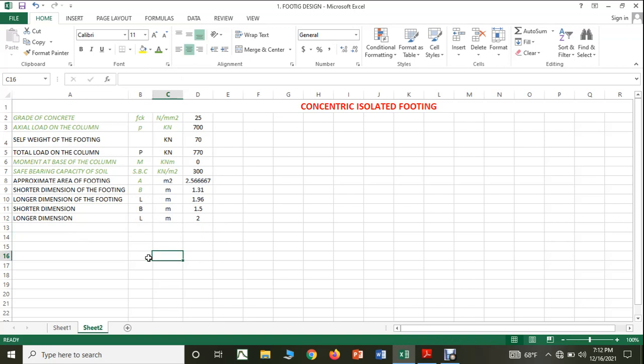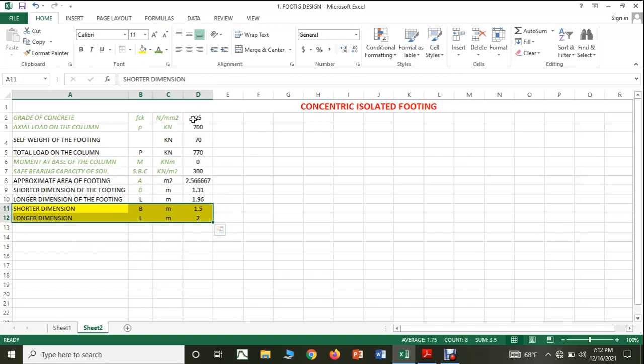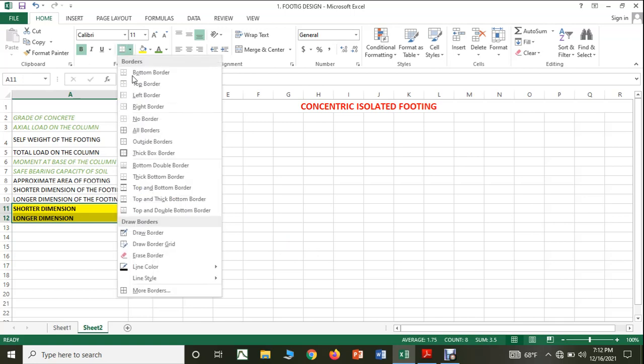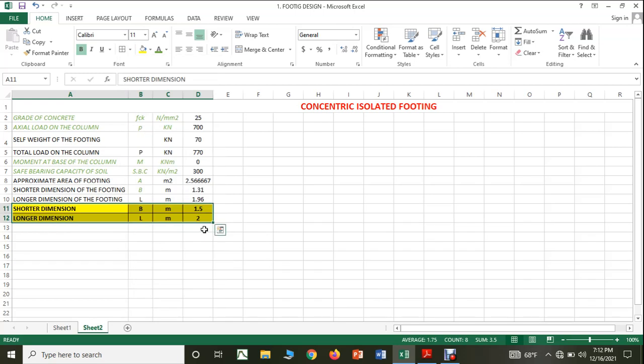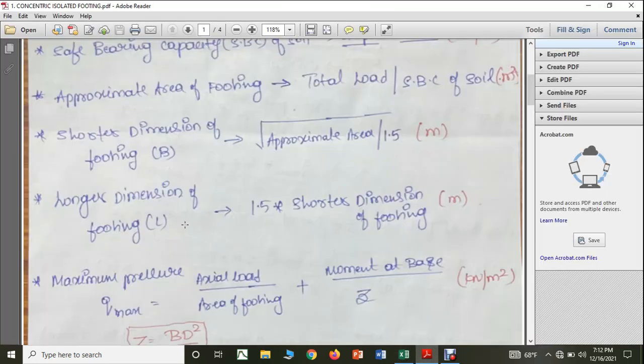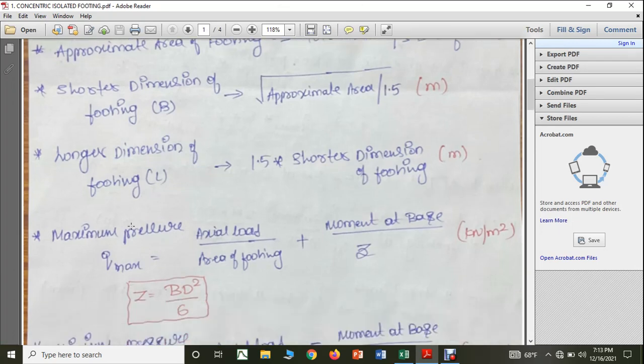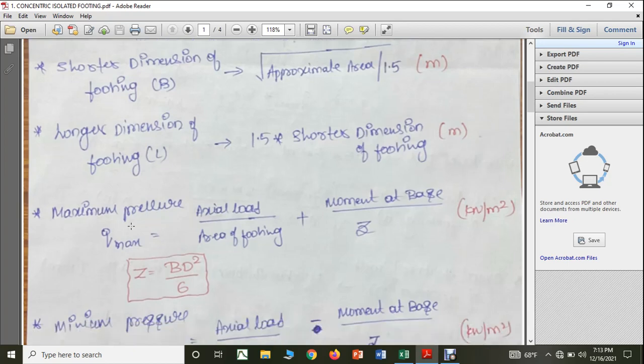So whenever you have a major design value, let us highlight it like this. So when you highlight this, you will come to know that, okay, this is the design step I need to know, right? So this is my shorter dimension and longer dimension. So once you get shorter dimension and longer dimension, with the help of your SBC of the soil, you have to calculate maximum pressure and minimum pressure.